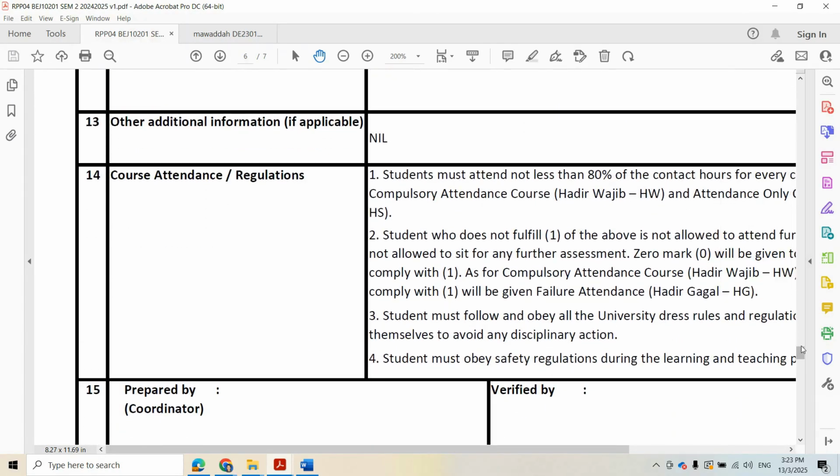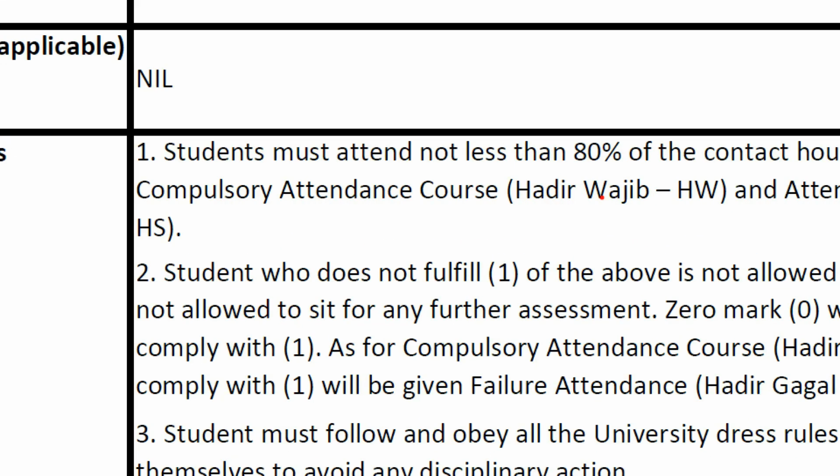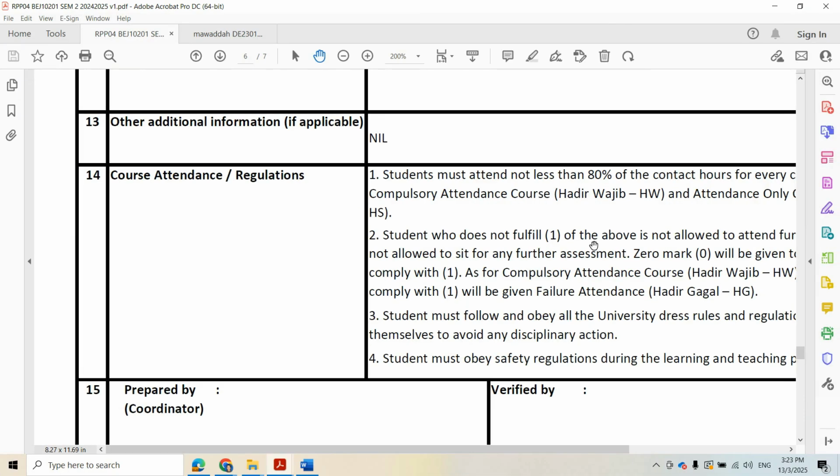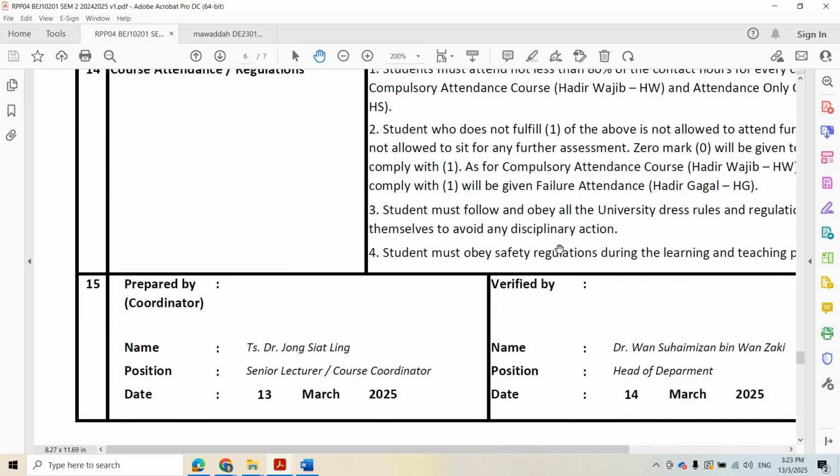This is the course attendance regulation. It is the same for all subjects. You must make sure that your attendance is not less than 80%. Okay, not less than 80%. So this is the course plan or lesson plan for this subject.